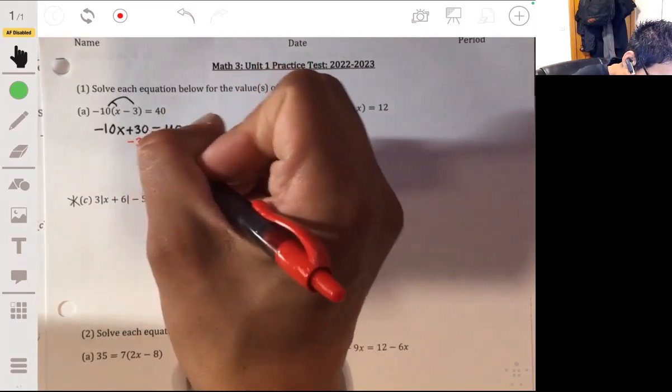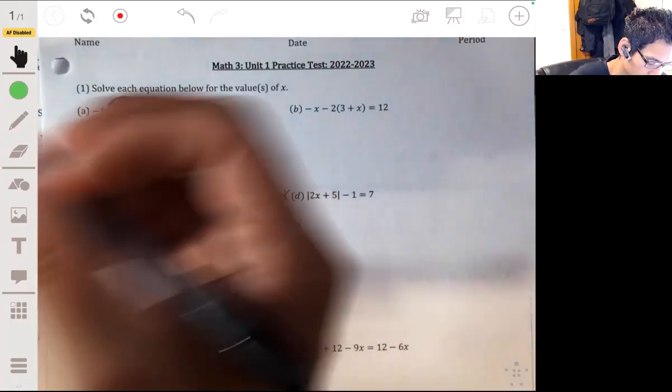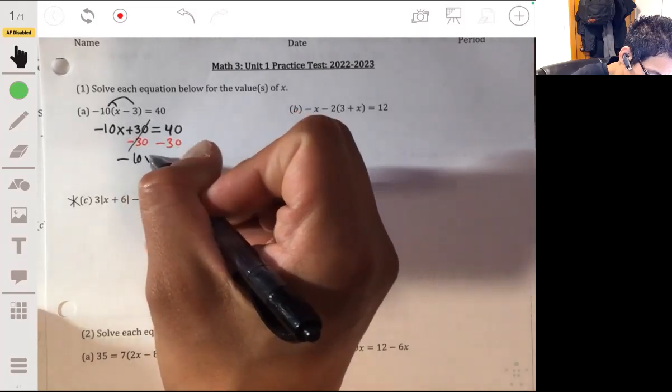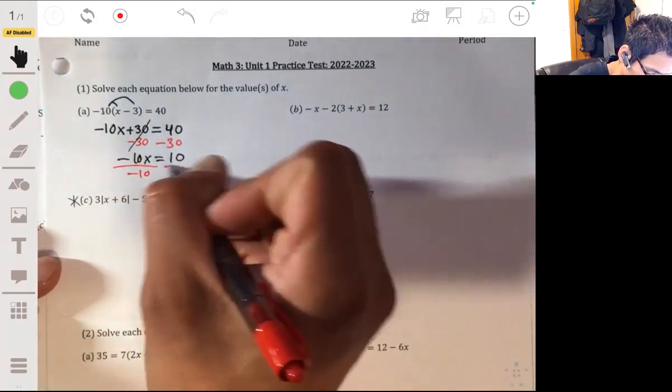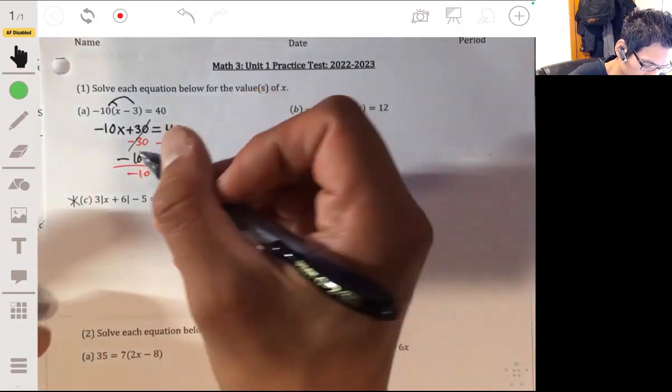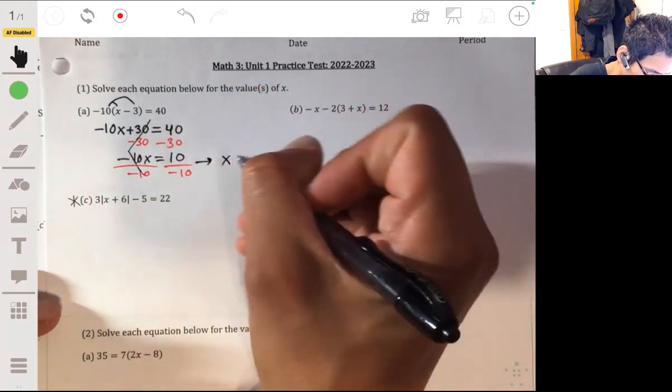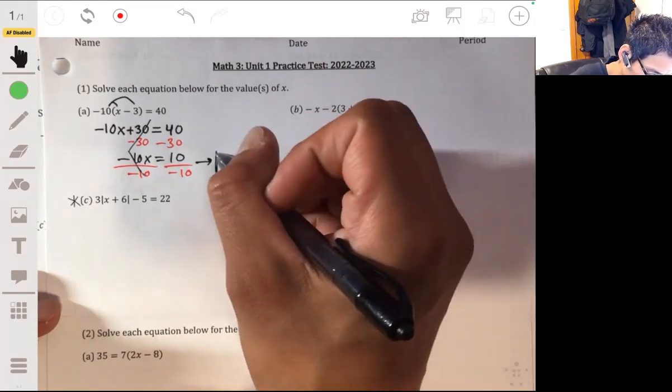Take away 30 from each side. -10x equals 10. Divide by -10, and we'll get that x is -1.